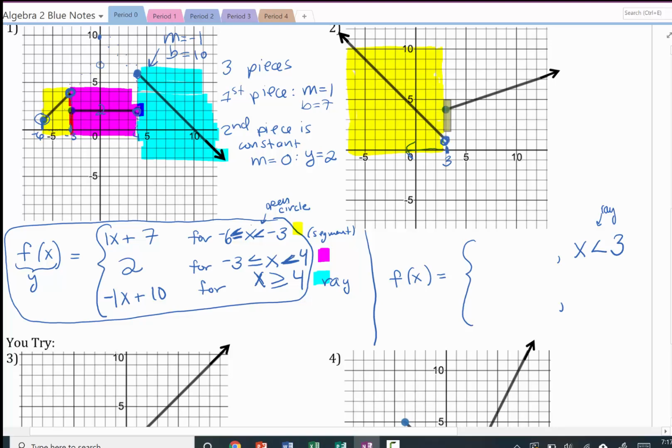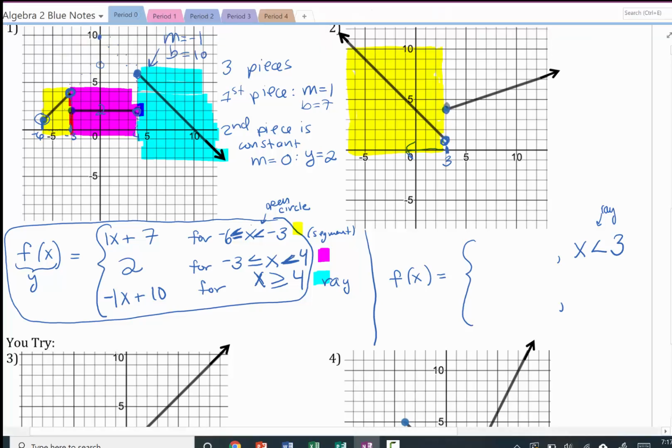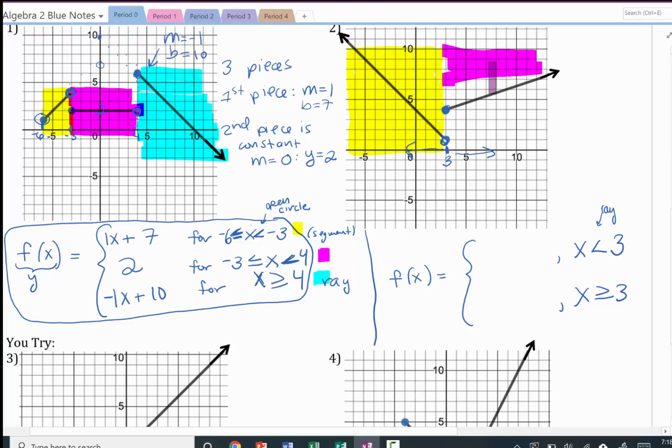Okay, now the second piece also starts at an x value of 3, right? Because this point is at the same x value, except this ray is going to the right from 3. And this ray has a closed circle. So when I write that inequality, I would write it as greater than 3 because it's moving to the right of 3, and then also equal to 3 because of the closed circle. Okay, so this ray is taking up this half of the grid.